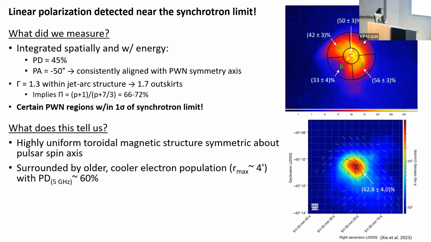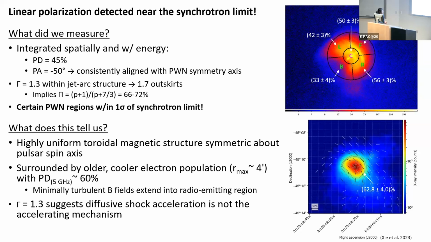In that map, the white lines are radio polarization vectors and the black lines are the X-ray polarization vectors. By comparing those two, we see that the X-ray emission is surrounded by an older, cooler electron population that is also pretty highly polarized, which means that the magnetic fields are minimally turbulent, extending all the way out to this radio emitting region.